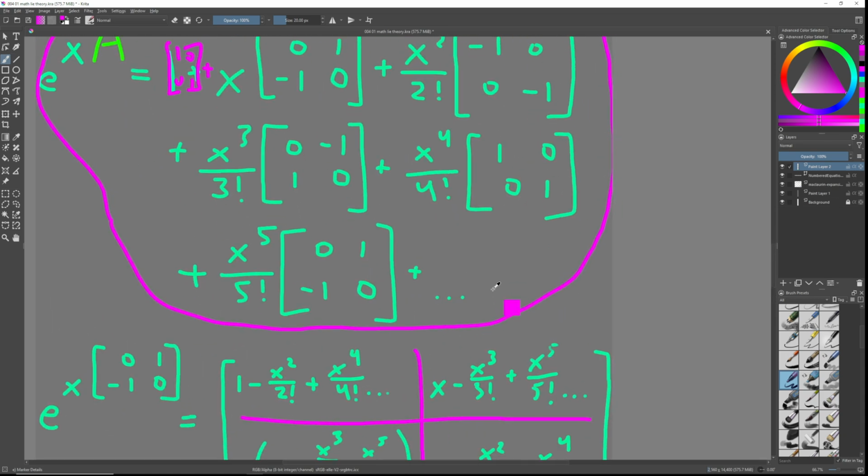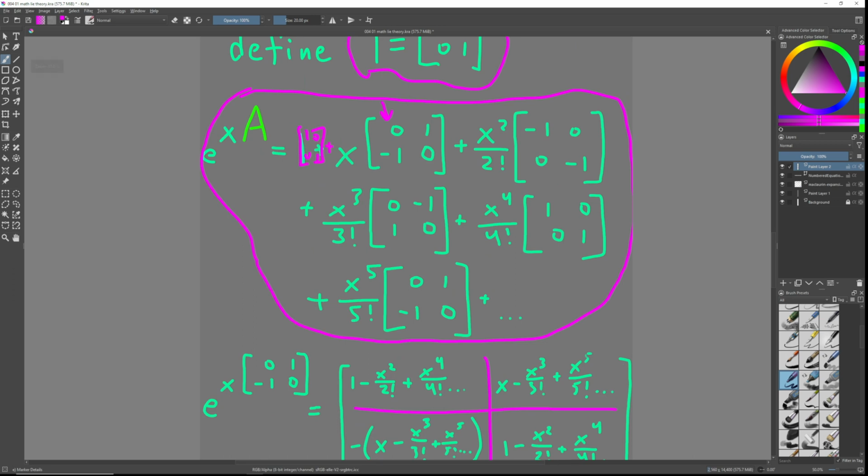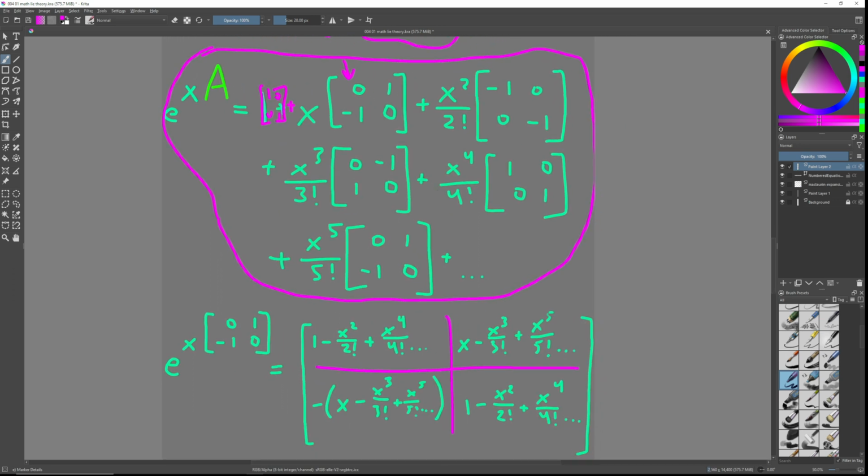Well, let's zoom out here one notch. Let's do the top left element. We have a 1 to start out, plus 0, and then it's going to be minus x squared over 2 factorial. It's going to be 0 again, plus x to the fourth over 4 factorial, and so on. The bottom right element works exactly the same as the top left element because they have the same exact pattern. When the top left is 0, the bottom right is 0. When the top left is 1, the bottom right is 1. So I just copied that there.